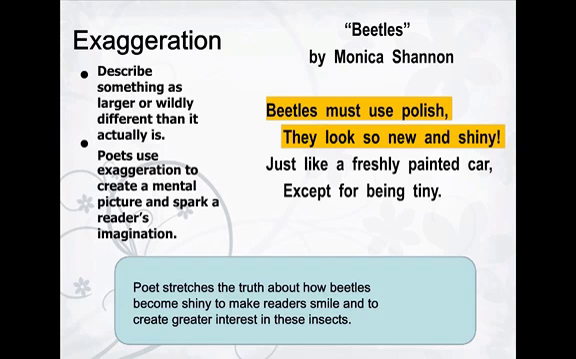The poet stretches the truth about how beetles become shiny to make readers smile and to create greater interest in these insects. It's pretty clear that a beetle is not actually going to use polish to make itself shiny, but this exaggeration creates interest into what normally would be a mundane or pedestrian topic of beetles.